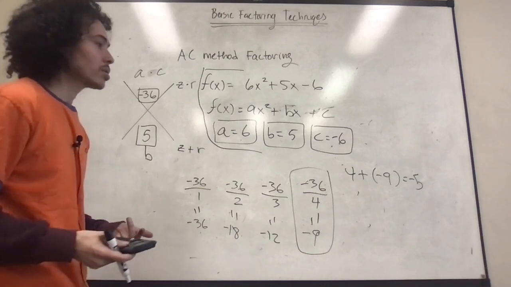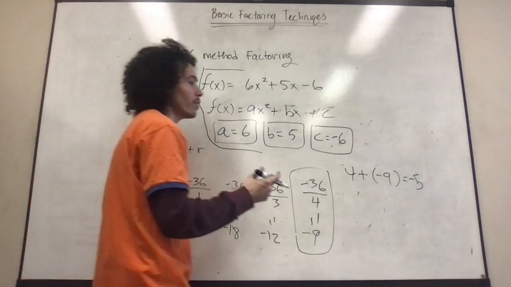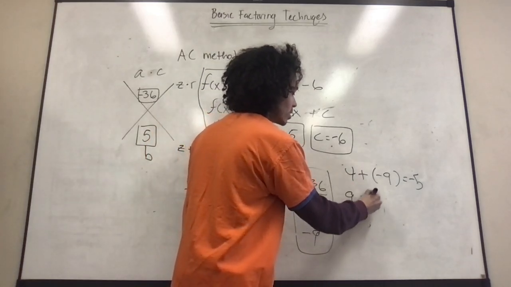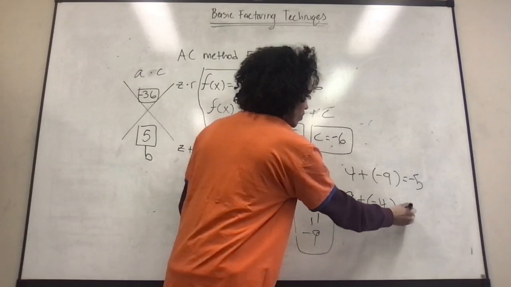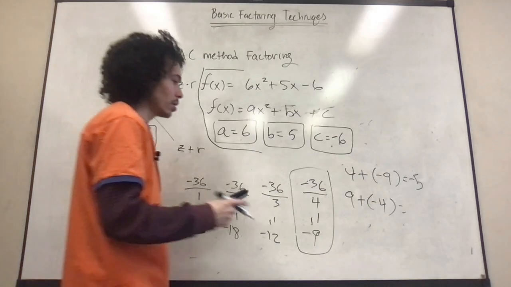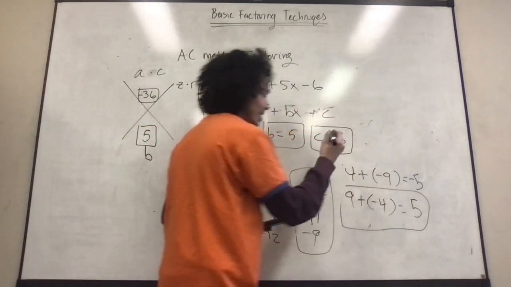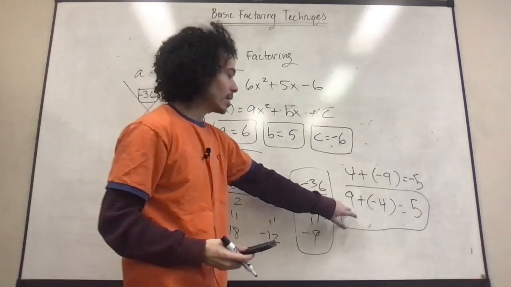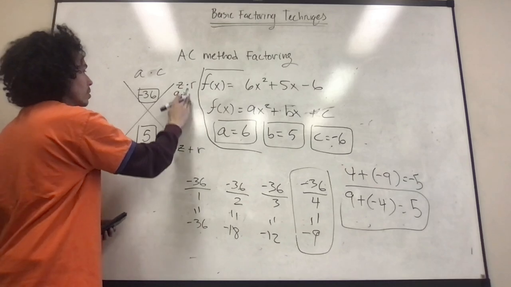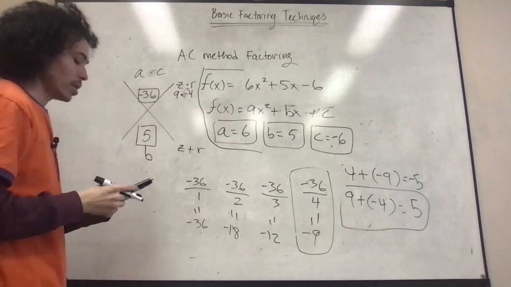But we're getting close. We can multiply these two to get negative 36. So what if we do 9 plus negative 4? Let's see. 9 plus negative 4 is equal to 5. There we go. This is it. 9 times negative 4 is going to give us negative 36.